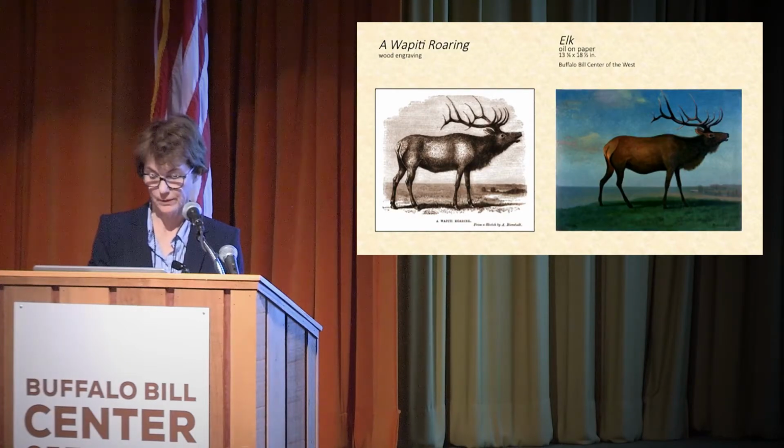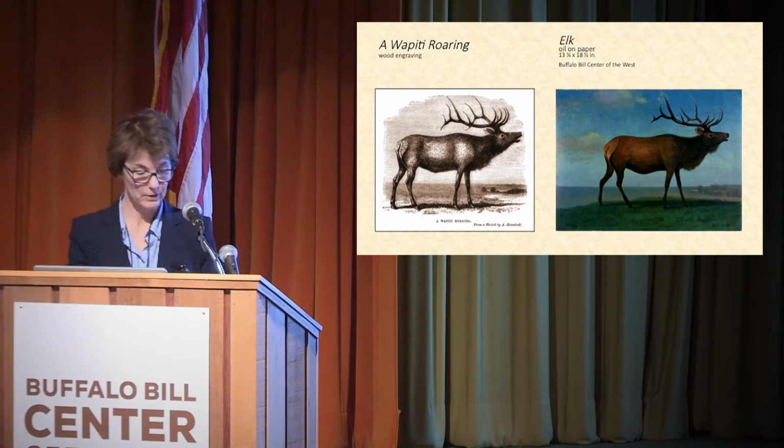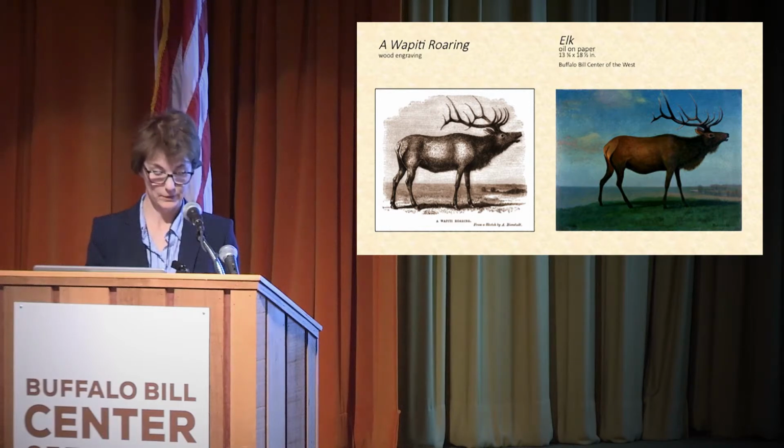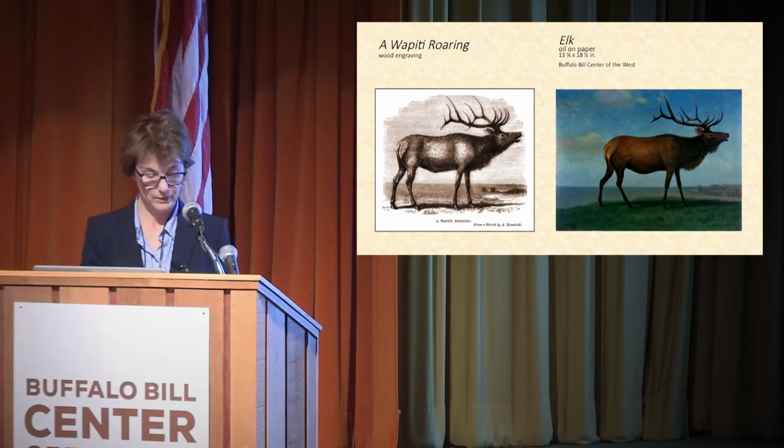This is one in the Buffalo Bill Center's collection. All of the illustrations are black and white, whereas the originals are colored oils. Aside from this difference, however, the illustrations are fairly faithful transcriptions of the originals. Wapiti roaring is from the painting Elk, which is a realistic representation of the animal animated by the act of bugling. As in the illustration, the painted landscape is minimal and sketchily described.